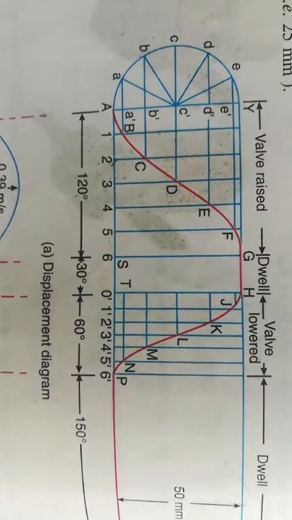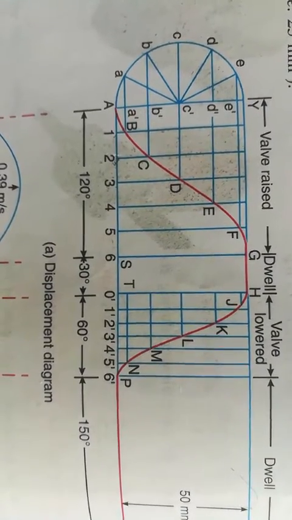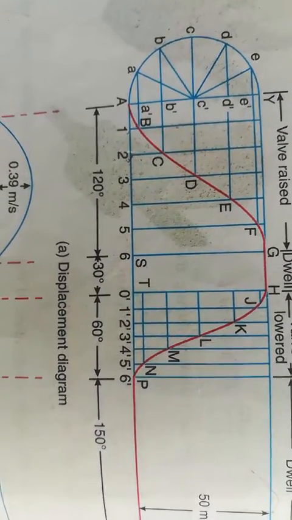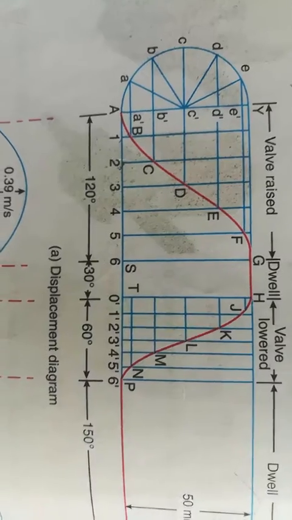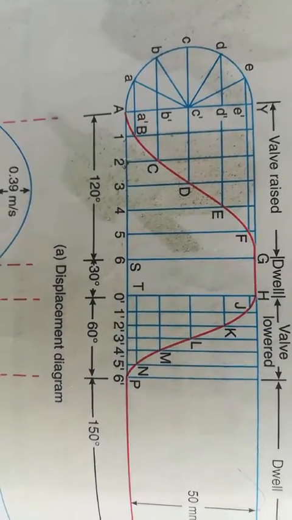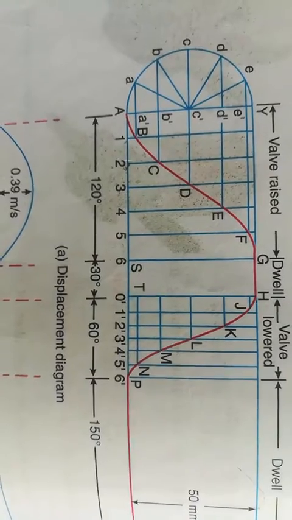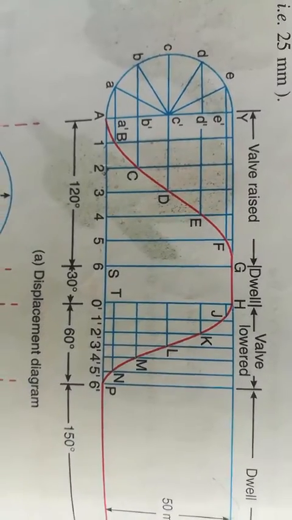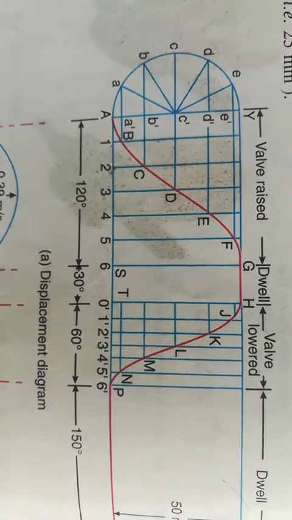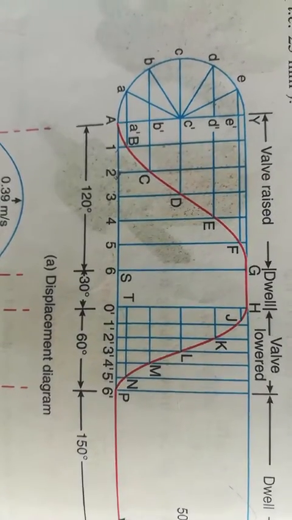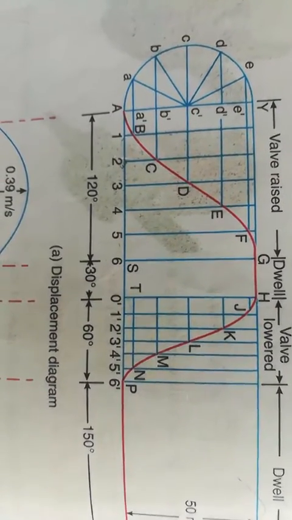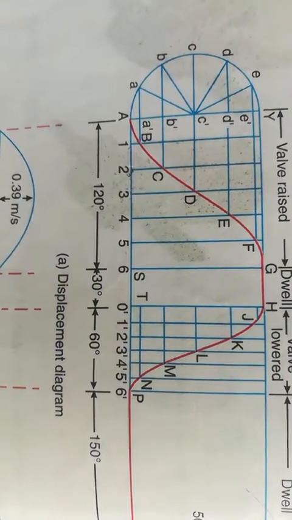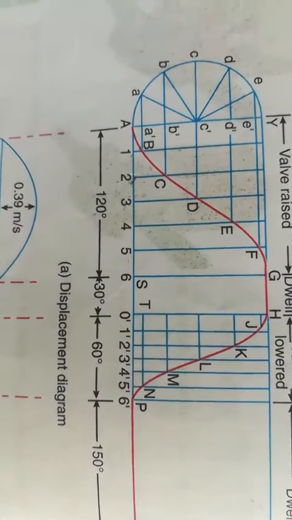Next point is draw a prime circle with center O and radius OA, which is the minimum radius of the cam plus half the diameter of the roller, that is 25 plus half into 20, that is equal to 35 mm. Next point, draw angle AOS equal to 120 degrees to represent raising or outstroke of the valve, SOT equal to 30 degrees to represent dwell, and TOP equal to 60 degrees to represent lowering or return stroke of the valve.